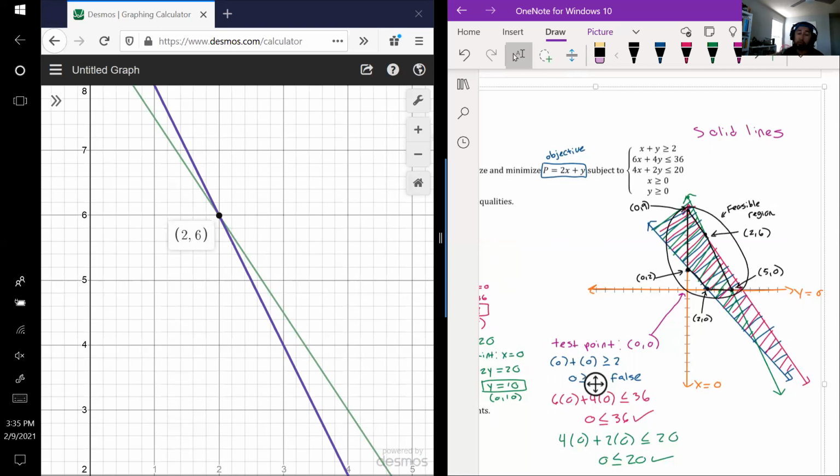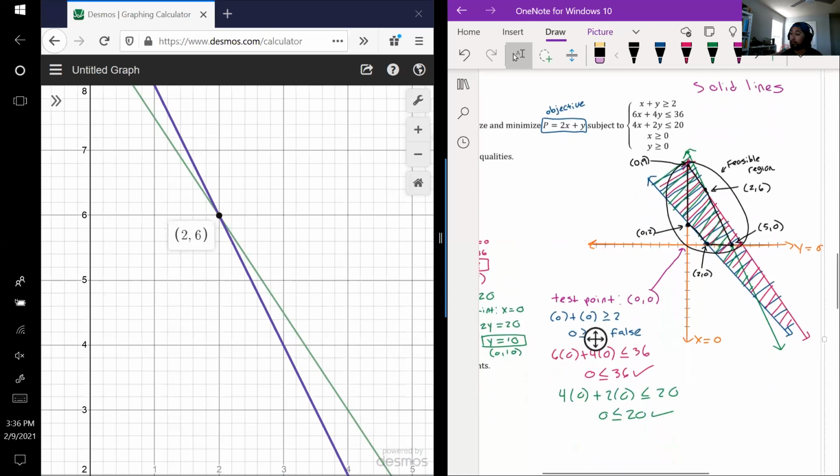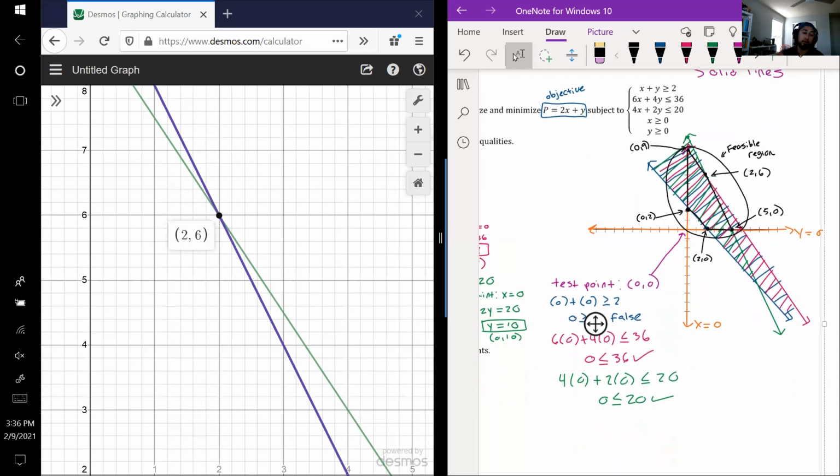Okay, so since the test point was false on the blue line, that's why we shaded up. If the test point is false, you shade away from the point. But the other two lines became true, so you shade towards the point. So my shadings could have extended further, but I only wanted to keep them in the first quadrant. Since it was false, you shade away. Since they were true, you shade toward 0, 0.